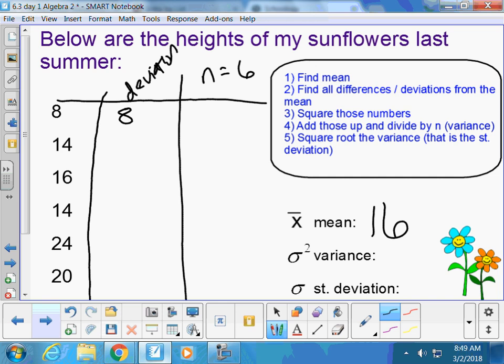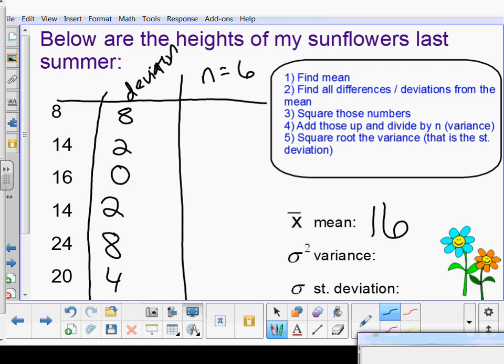14 is 2 away from the average, so you just put a 2 here. 16 is right on the average, so you put a 0 here. 14 is 2 below. 24 is 8 above. And 20 is 4 above. Give myself a little more workspace.